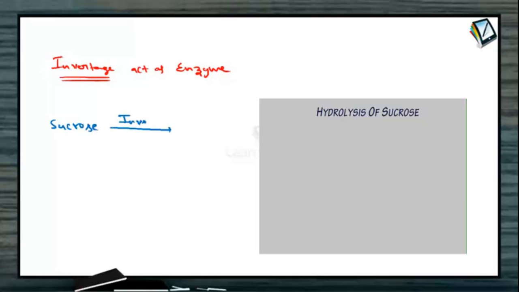Here, invertase, as we already discussed, decreases the activation energy of the reaction so that the reaction goes fast. It forms glucose and fructose as products.